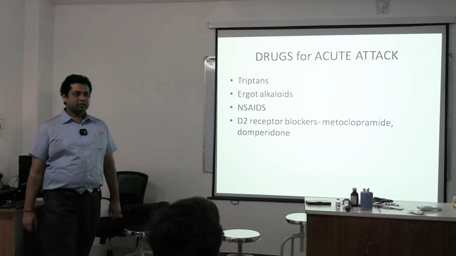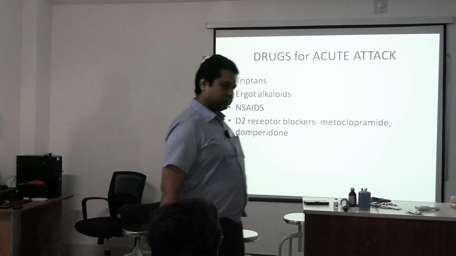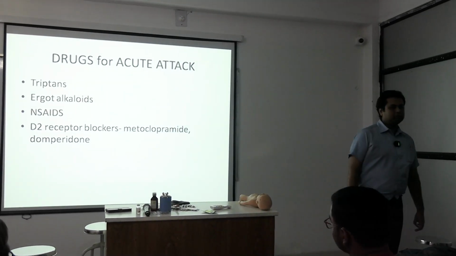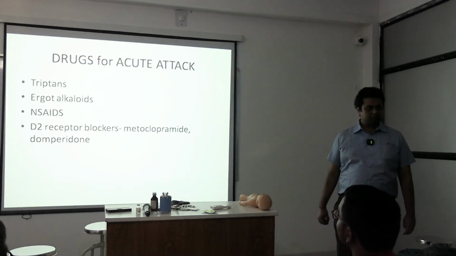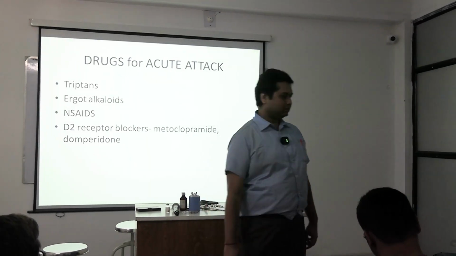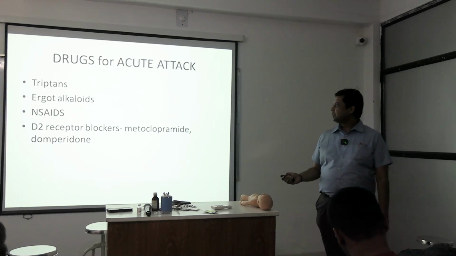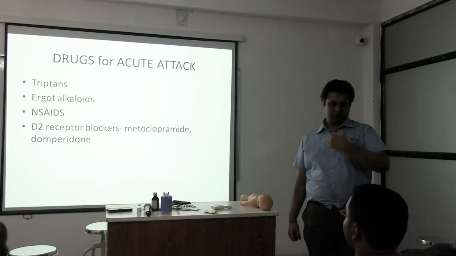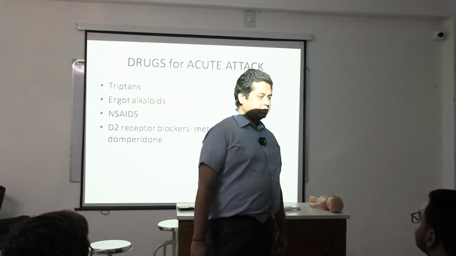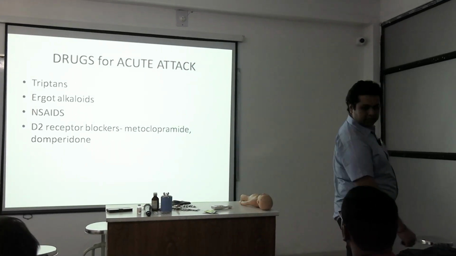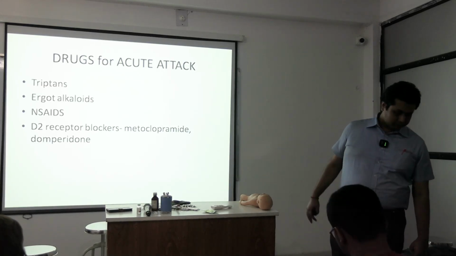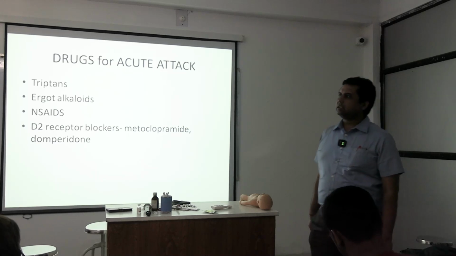Triptans, the most important drug, comes as a short note. Ergot alkaloids. Ergot alkaloids were the first drug to be used. Then NSAIDs. NSAIDs are non-steroidal anti-inflammatory drugs. Since there are inflammatory mediators in the brain, NSAIDs are useful. Then D2 receptor blockers, these are adjuvant drugs. In addition, some new drugs have been discovered.